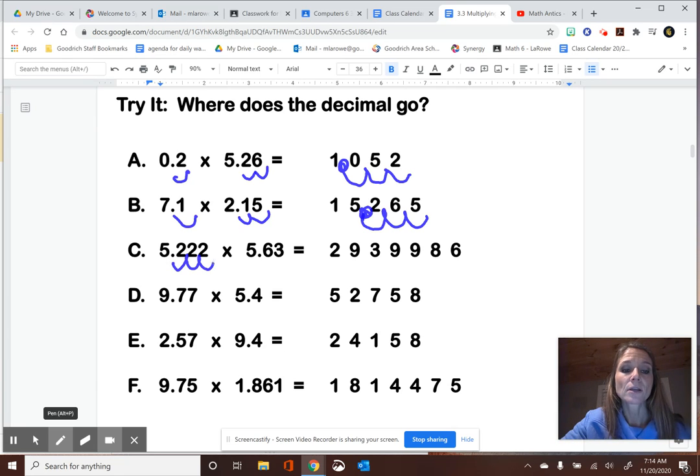Problem C, each of those 2s is in a decimal location, but also the 6 and the 3 are. That's 5 spaces total. So I'm going to move it in 5 spaces.